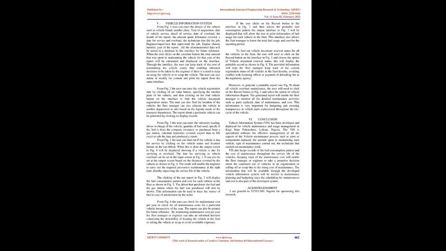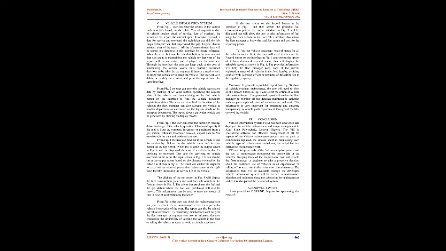Clicking the Run report button in Fig 3 will display the fuel consumption pattern and cost for each vehicle in the fleet as shown in Fig 5. The driver that purchases the fuel and the gas station where the fuel was purchased will also be shown. This information can be used to trace the source of fuel in case of adulteration by the seller.